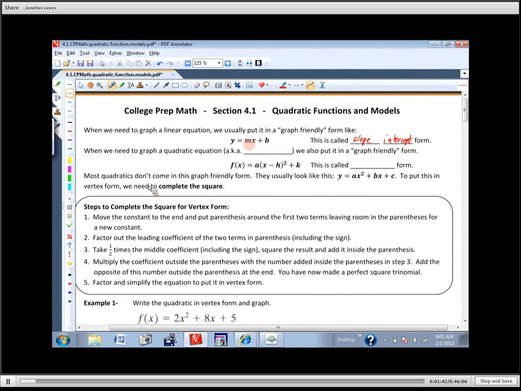Okay, when we need to graph a quadratic function, or in other words, if we graph this shape, if we graph a parabola, we also put it in a graph-friendly form. And that graph-friendly form is like this. And we talked about this before when we did transformations and everything. We can look at this and we can tell where the vertex is, and we can tell whether it opens up or down based on what this number is right here. Does anybody remember what we call this? I just said it a minute ago. It's called a parabola, but what form is this? There we go. This is called vertex form.